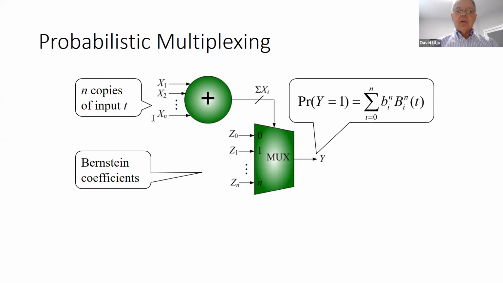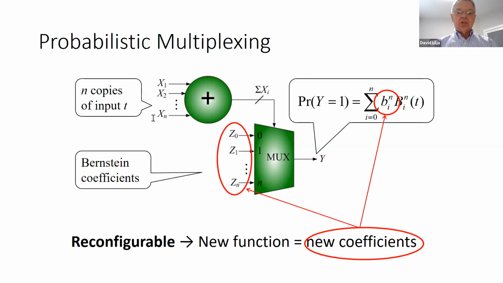If I do that appropriately, then I get the value coming out on y, that is, the probability of y being a 1 at any particular point in time is equal to that Bernstein polynomial. The nice thing about this is that I can change coefficients and I get a new function. So it turns out to be a very reconfigurable sort of system. So let me give an example of how this works.